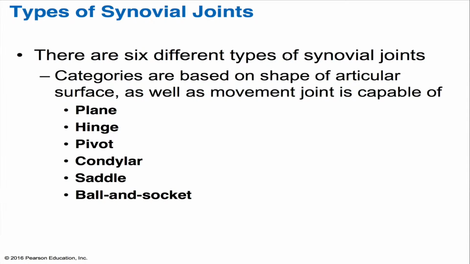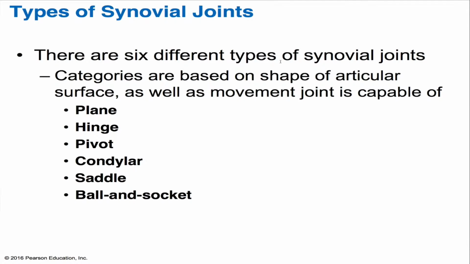Now, in saddle joints, they resemble condylar joints, but they allow greater freedom of movement. Now, each articular surface has both concave and convex areas. In other words, it looks like a saddle. Now, the articular surfaces fit together concave to convex.